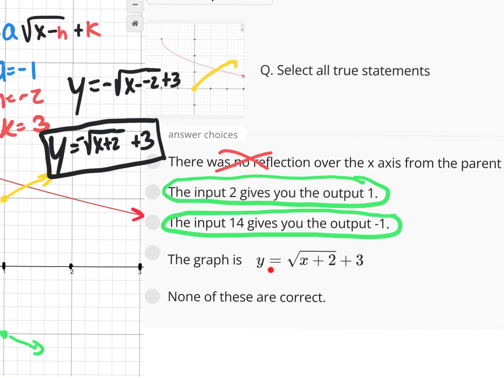And then it says the graph is y equals square root of x plus 2 plus 3. We know that that's incorrect. It should be a negative in front. The a value is negative. So don't pick that one. So these are the only true statements, the only 2 true statements on this question. Let's move on to the next one.